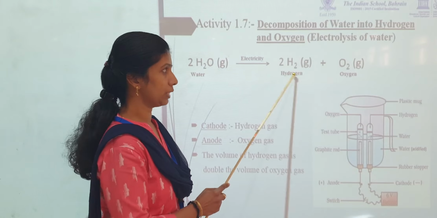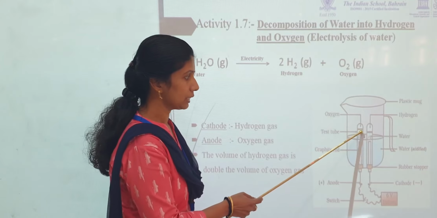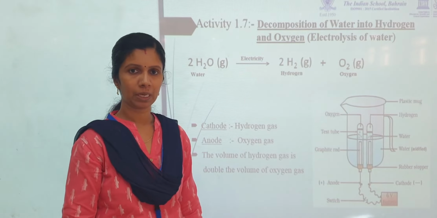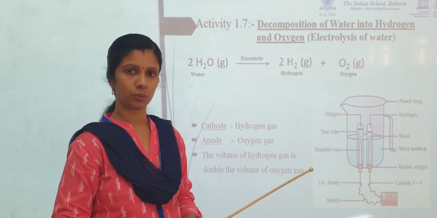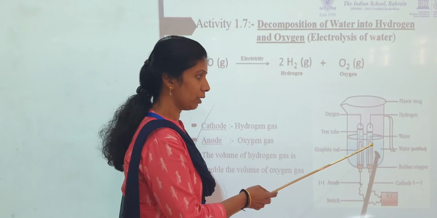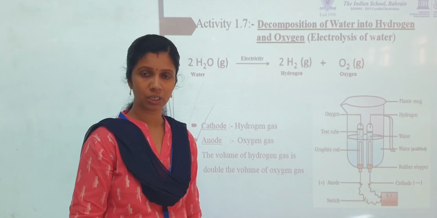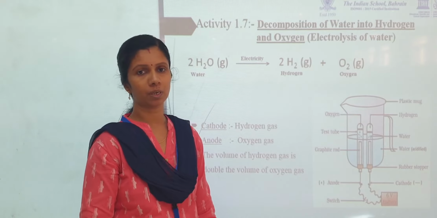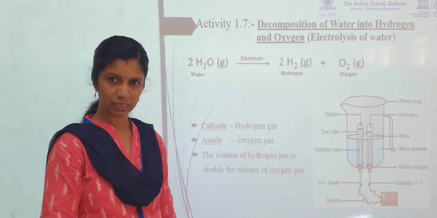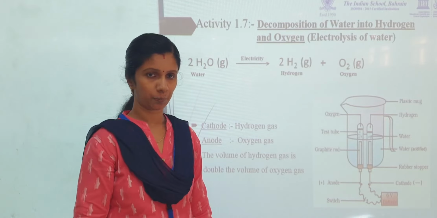Now, how can you test these gases, hydrogen gas and oxygen gas? For that, take these test tubes carefully and test them one by one by bringing a burning candle near to it. When you bring a burning candle near to the mouth of the test tube containing hydrogen, it burns with a pop sound, and the one containing oxygen makes the candle burn more brightly. Thus, we can test hydrogen gas and oxygen gas.